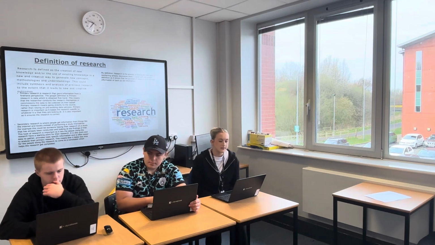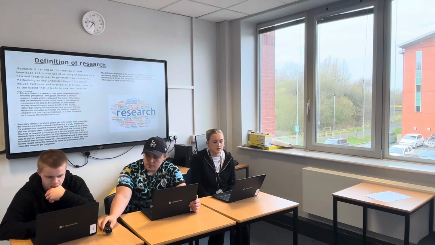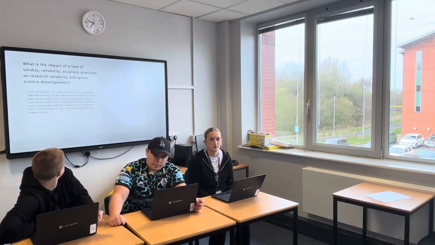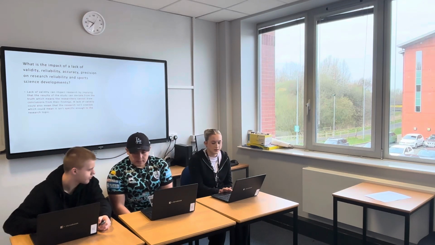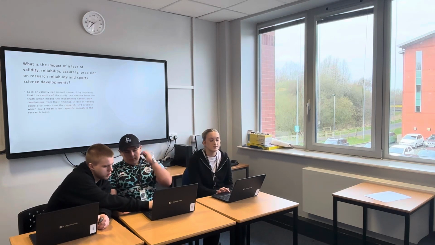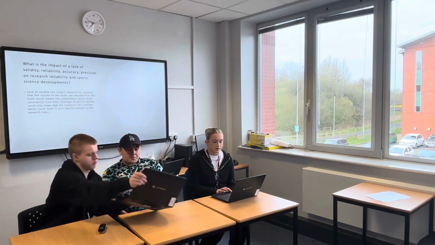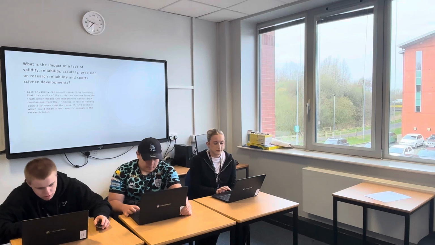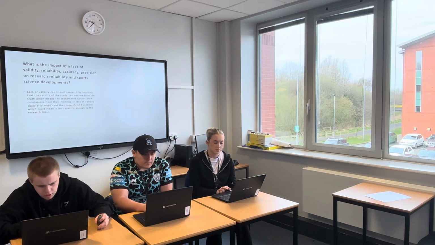Okay, so the second slide is about the impact of a lack of validity, reliability, accuracy and precision on research, reliability and sports science development. So the lack of validity can impact research by implying that the results of the study can deviate from the truth, which just means that researchers can't draw conclusions from the findings. A lack of validity could also mean that the research isn't credible, which can mean it isn't specific enough to the research topic.